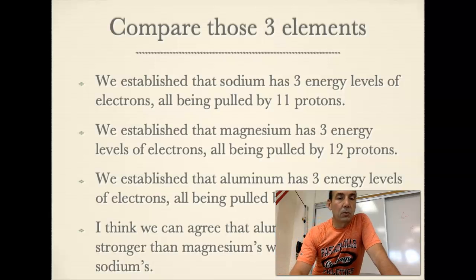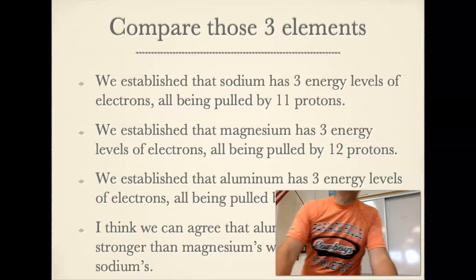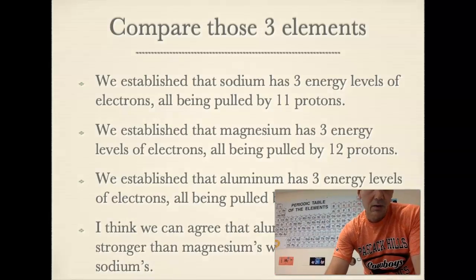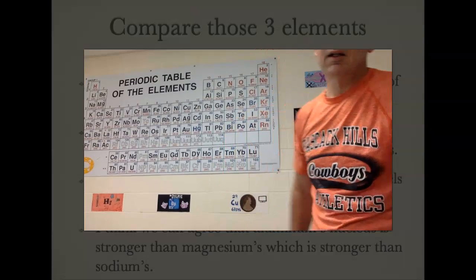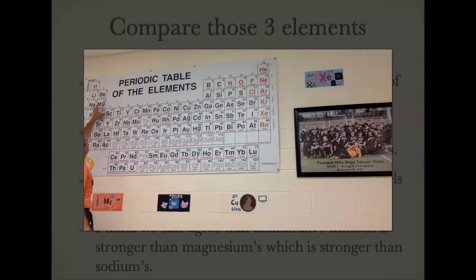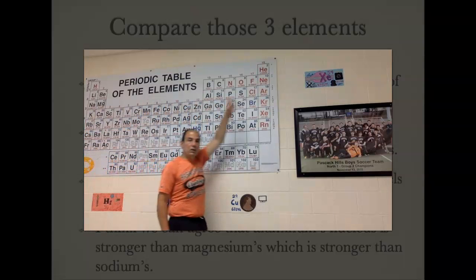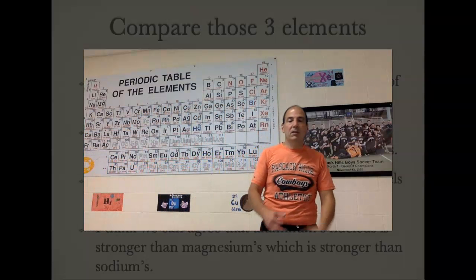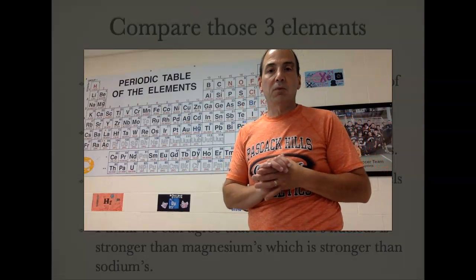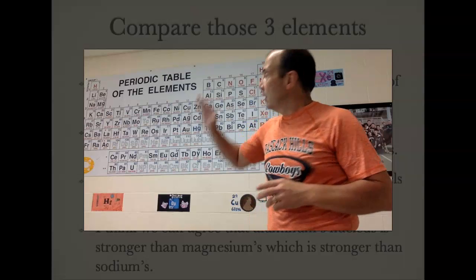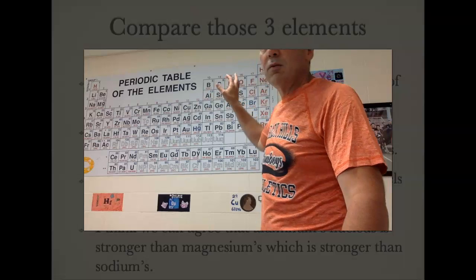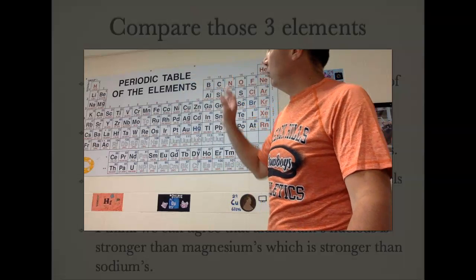Okay? So as we look at the periodic table, I'm talking about these elements here, right? So I talked about sodium, magnesium, aluminum. They're all in the third row of the periodic table, so that means they all have 3 energy levels. So we're comparing things that are similar. It's important that we don't throw too many variables in there at once. They're all in the same row. And we just said that aluminum is stronger than magnesium, which is stronger than sodium.